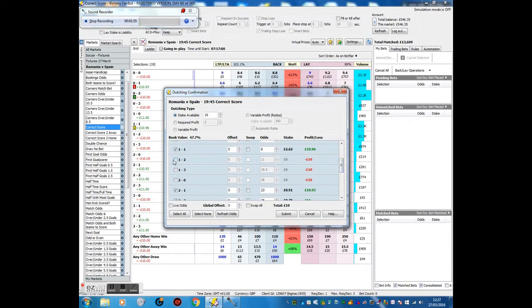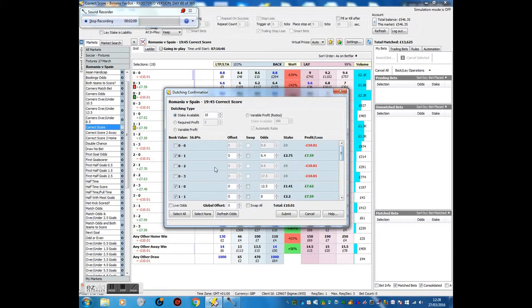So you've Dutched nine score lines. 1, 2, 3, 4, 5, 6, 8. Sorry, have I missed one? Yes, I've missed one, so nine score lines. That's going to give you a profit around 750 up to 799 should one of ours come in, and the maximum you can lose is £10.